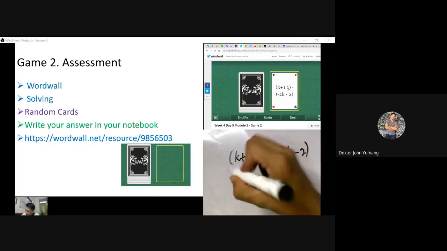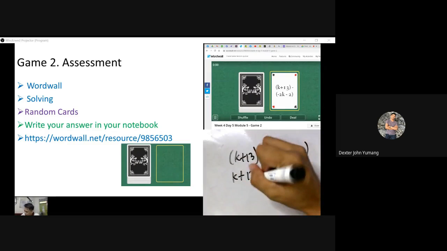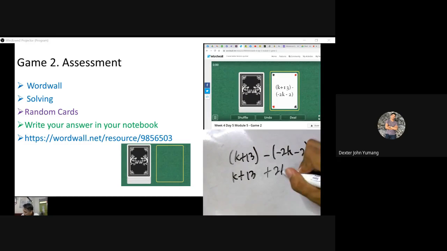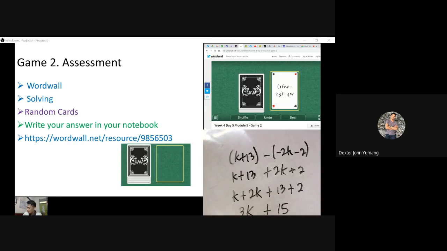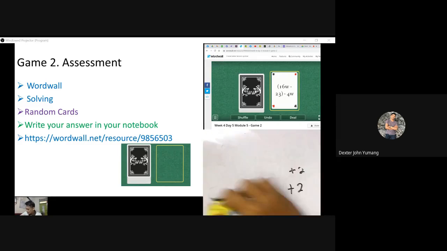So we have k plus 13, bring down. Then the opposite, positive 2k, positive 2. So combine what is the same, k and 2k. Si 13 naman po, ang partner niya si 2. So k plus 2k magiging, invisible 1 man si k, 1 plus 2 magiging 3, their family name is k. 13 plus 2, that is 15. So, 3k plus 15. So, please check your answers. Okay, next card. Allow me to erase this one. Pwede na? Okay, 3k plus 15 is the answer.